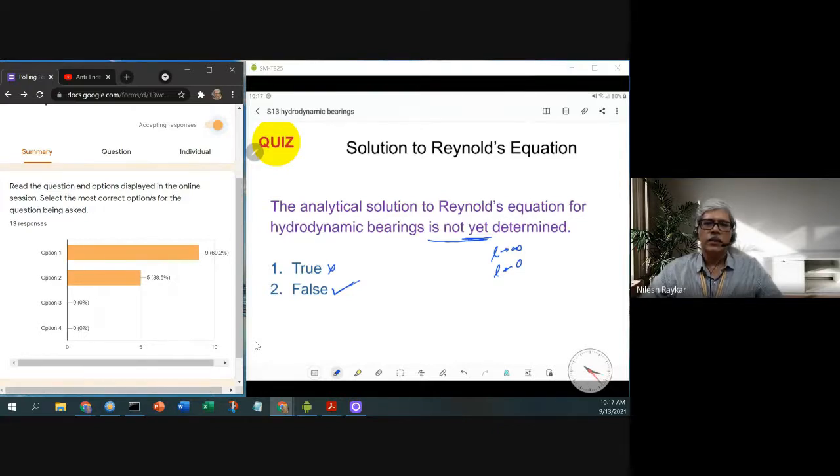That is because some solutions are available. It is not that a solution is not found in its entirety. Partially, for some situations, an analytical solution is available.